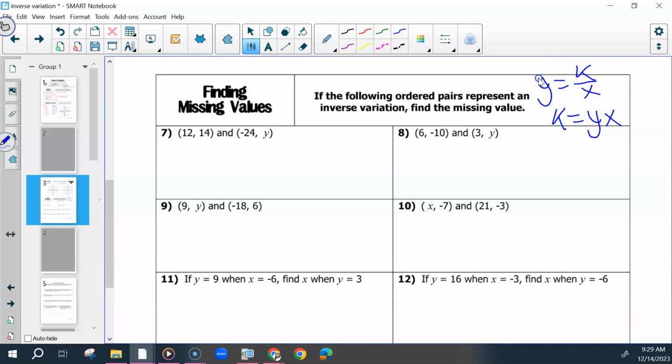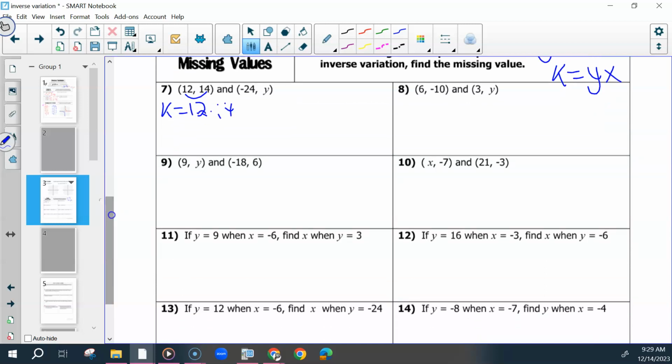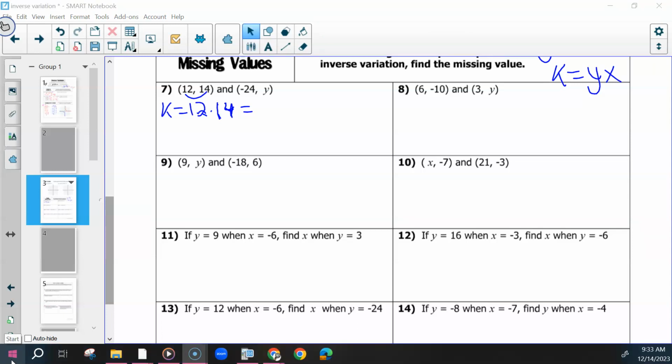So then for number 7, our first step is to find the k value, which we would do by multiplying these two together. 12 times 14, you get. That's not the equation we have. Yeah, it says 14 times 12. What's 12 times 14?